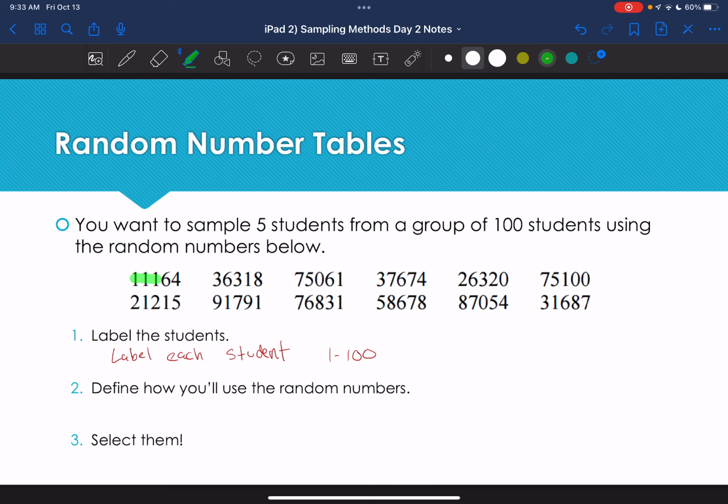I would need to take a 3-digit number, right? And I get 111. What do I do with 111? That is just a wasted number. So if you're going 1 through 100, what's nice to do instead is you label them 00 through 99. Each student is labeled 00 to 99. And now I'm just drawing 2-digit numbers and everything's covered.